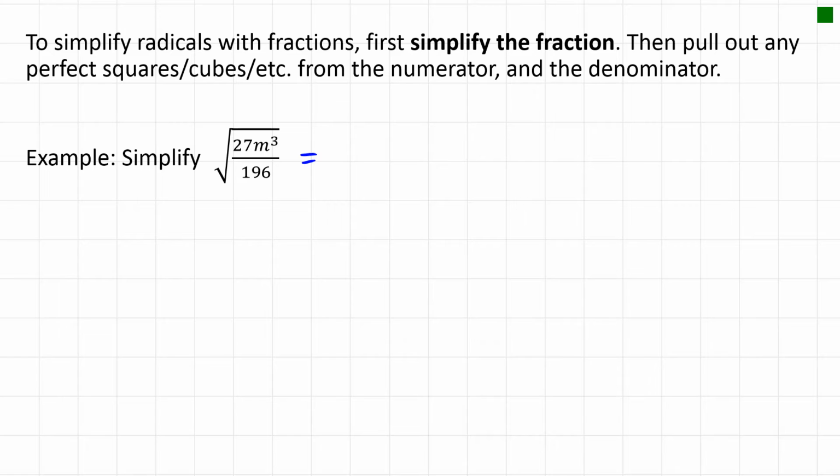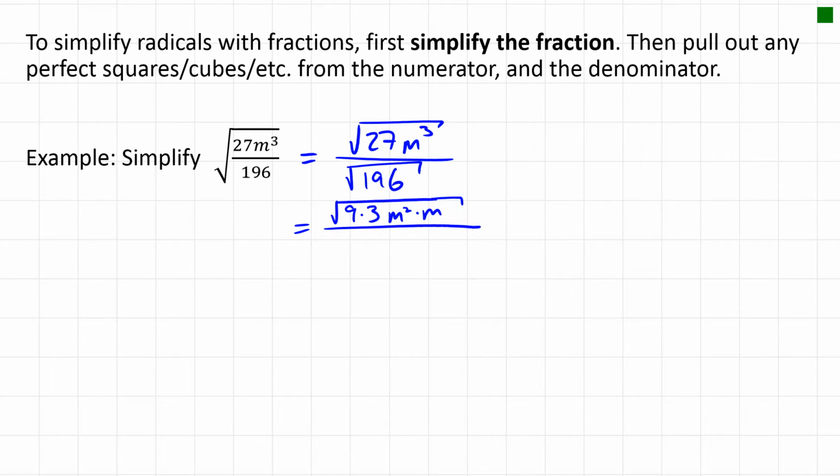So that's good. Now, once we do that, we can split apart our denominator and numerator and go ahead and start simplifying. So the square root of 27 is not a perfect square, but I could write it as 9 times 3. And m to the 3 would be m squared times m. And in the denominator, the square root of 196 is actually just 14. 196 is a perfect square.